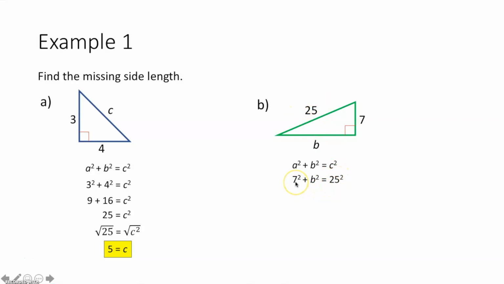Now let's simplify this. What's 7 squared? That's 49. What's 25 squared? That's 625. Now to get b by itself, because we're solving for the missing side length, we subtract 49 from both sides. We then get b squared is equal to 576. We then square root both sides. Again, normally when you square root a variable squared, you put plus or minus, but since we're dealing with side lengths of a triangle, we don't have to do that. Here, we cancel out the square root and the square. On this side, the square root of 576 is actually 24, and you're done.